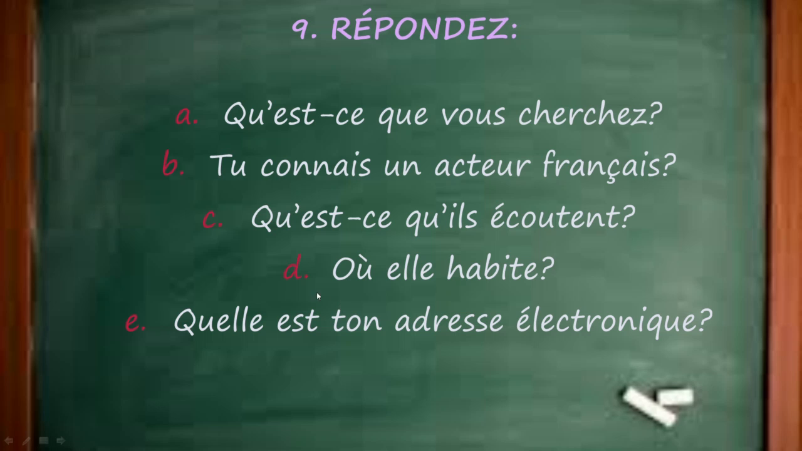Donc, où elle habite? So where does she live? Same way as où habitez-vous? So this is où elle habite, where she lives. You can just write whatever you want. She lives in Chennai, she lives in Paris, she lives in Marseille. So, elle habite à. The preposition à is important as we're going to say a city. So we'll be using à.